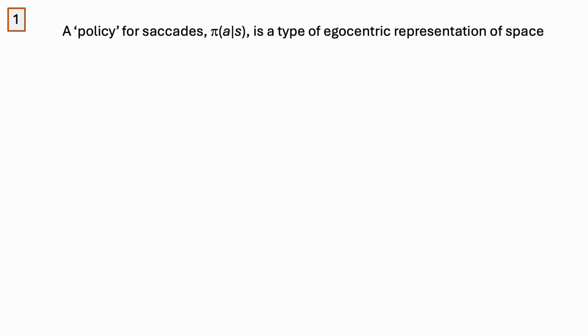So, the first one is a policy for saccades, and that's going to be a version of an egocentric representation. So S, the current state, includes the current image and the desired foveal image.